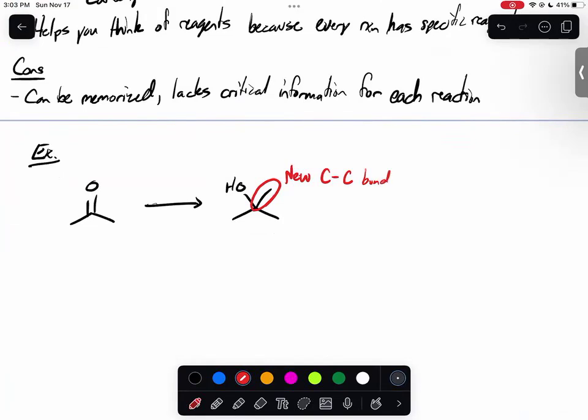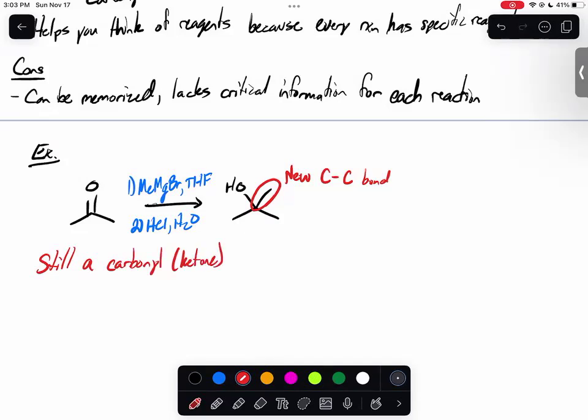And one type of reduction reaction is using a Grignard. Grignards are able to do this as well. So what we would actually use here would be methyl magnesium bromide in THF, followed by HCl and water. So in both cases, this is still a carbonyl, in this case a ketone, to an alcohol, but a normal reductant does not work.